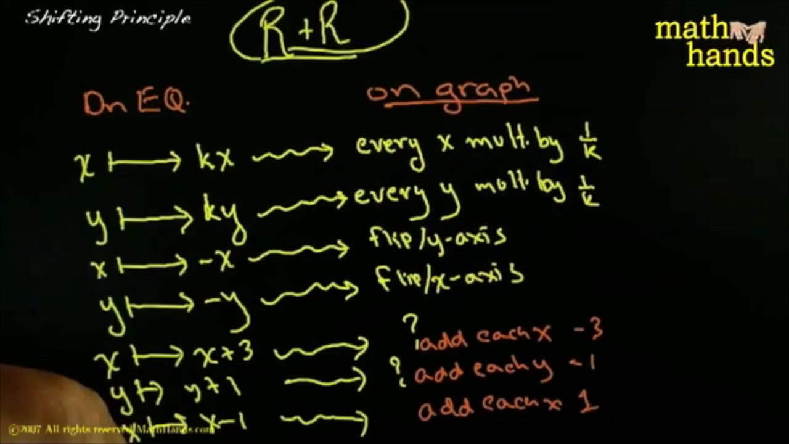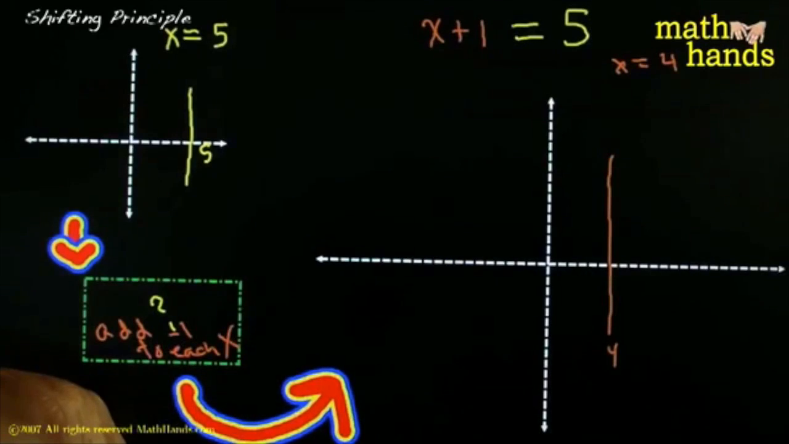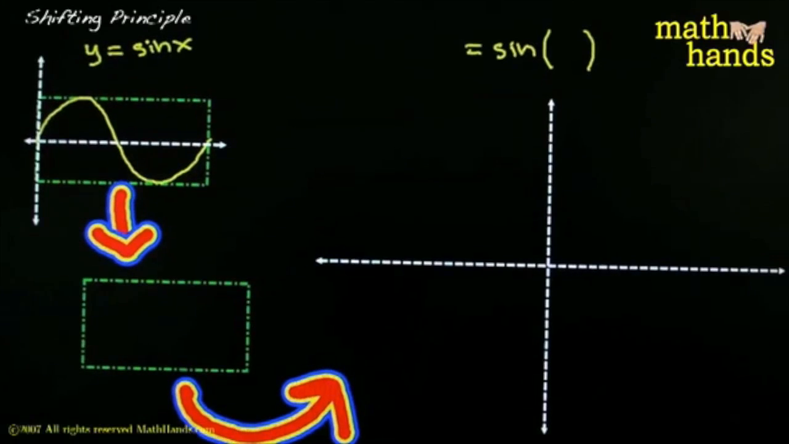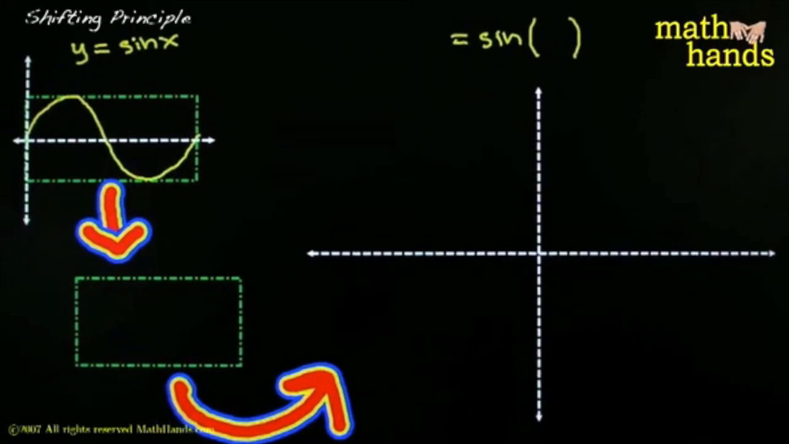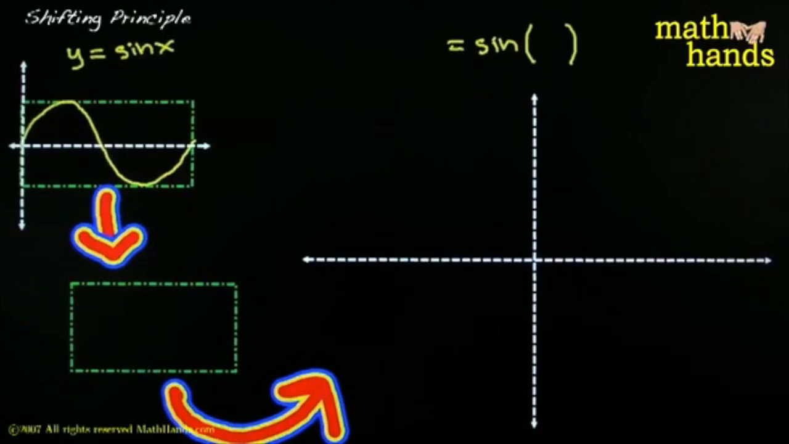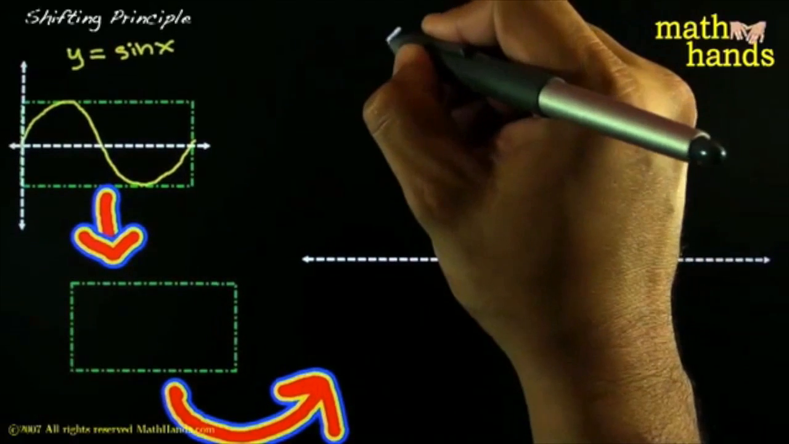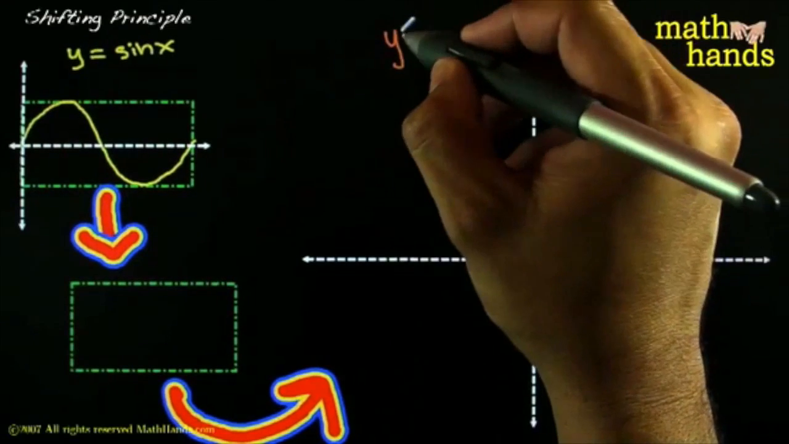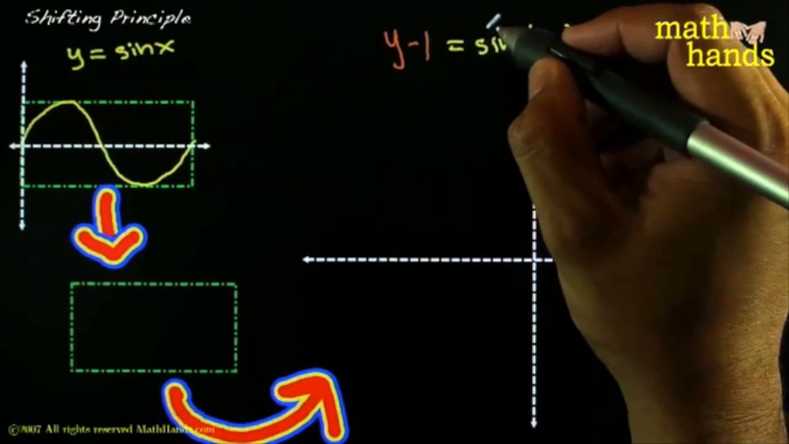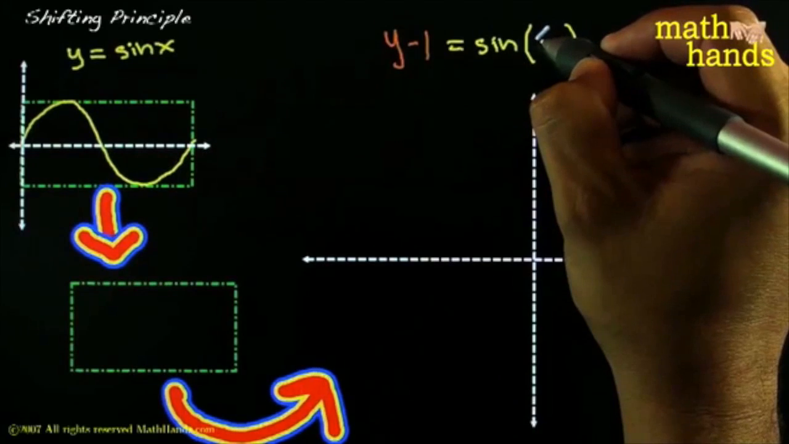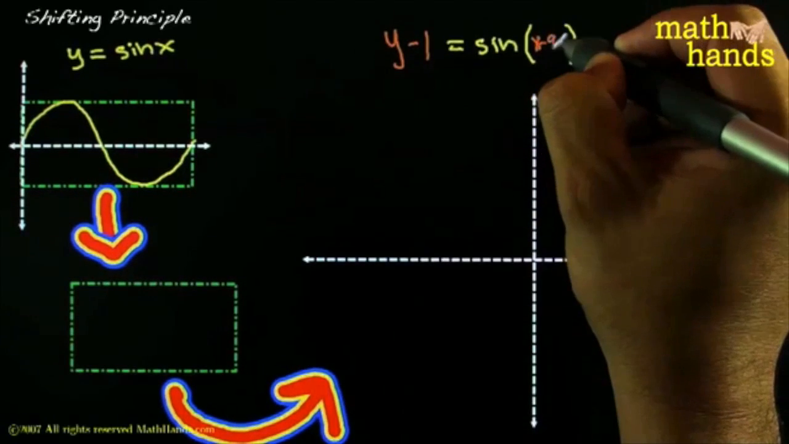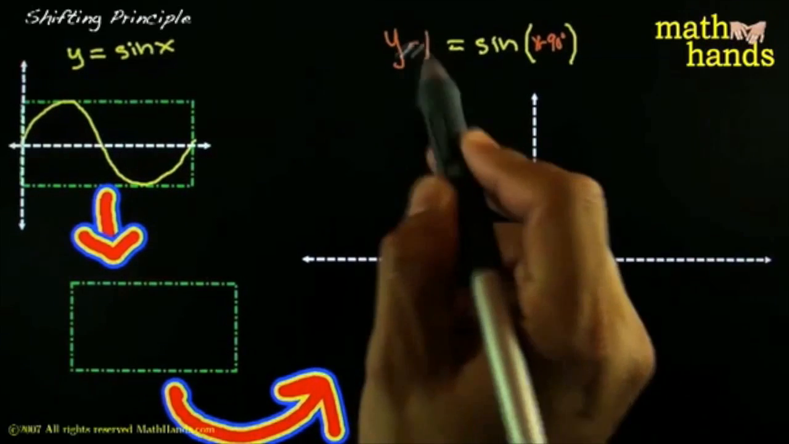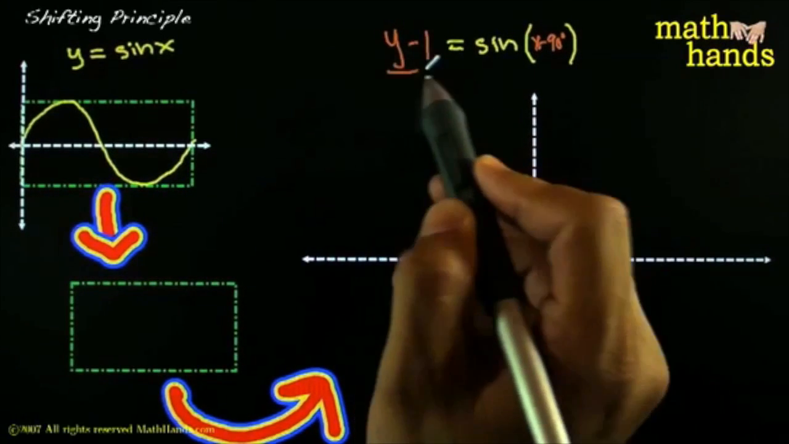Now, let us practice that on our functions. For example, let's see how it goes with sine. So, suppose you wanted a graph replacing y with y minus 1, and say you wanted to replace x with x minus 90 degrees, just for fun. What will that do to the graph?